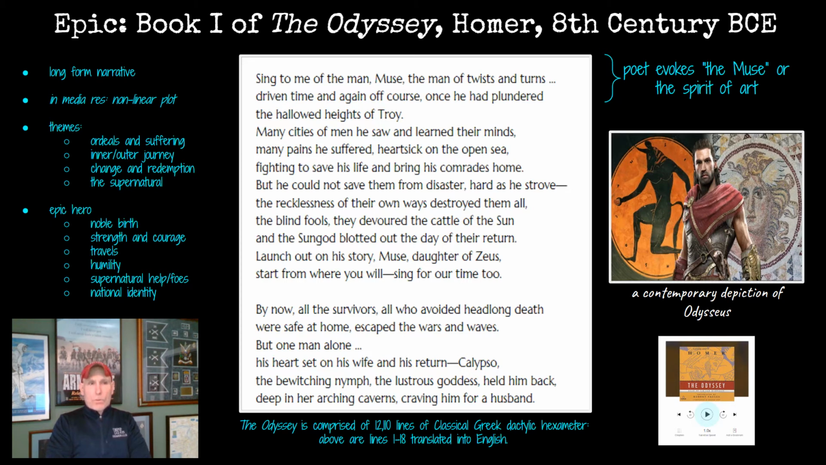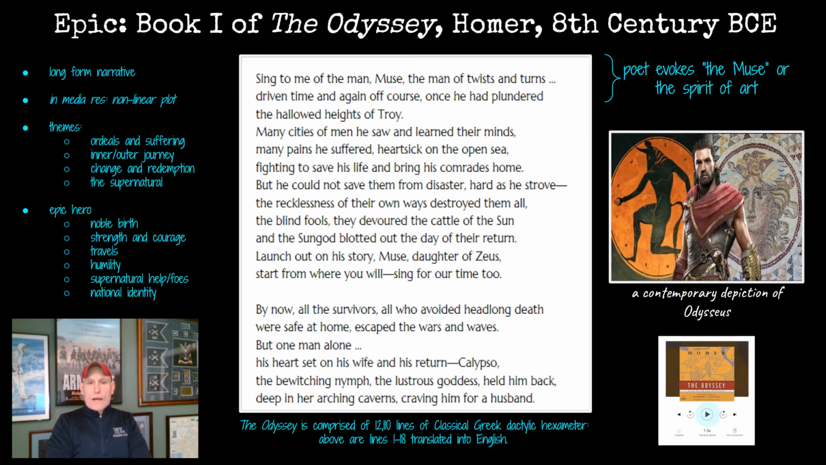The epic hero is important, normally a noble, a king, a queen, a prince, always strong and courageous, the person that has to travel from their homeland and return, but also does so humbly and as a representative of human frailty. Again, the supernatural help and hinder the hero, and the hero is often representative of a nation or a culture and the very best of that nation or culture.